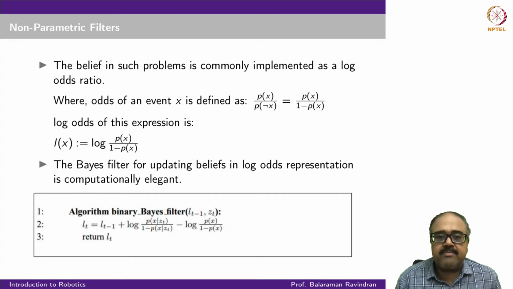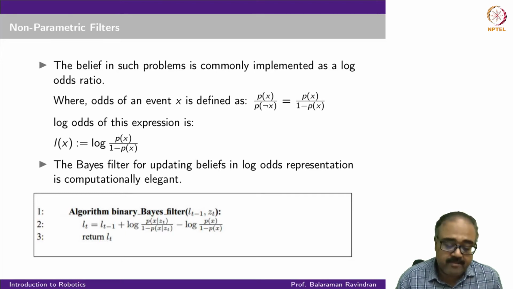The log odds of the belief at time 0 is essentially what this expression is. So you can think of this as L_t equals L_{t-1} plus log of this expression minus L_0, right? And once I have done this computation, I just return L_t. Notice it is fairly straightforward. It's a very simple additive expression.